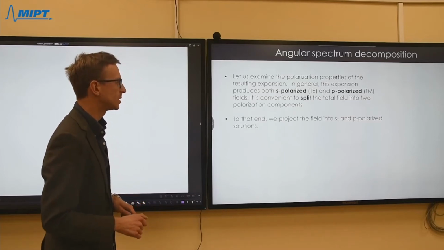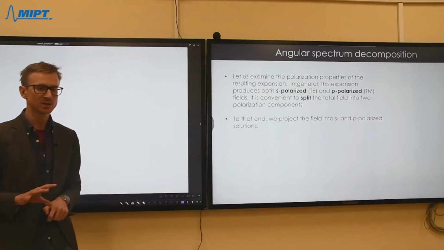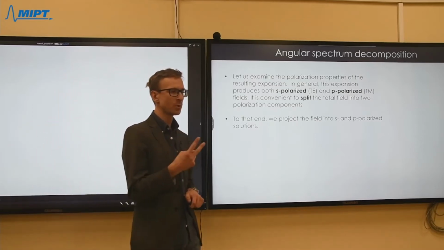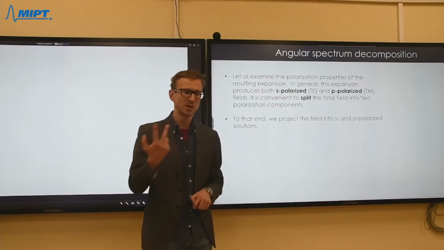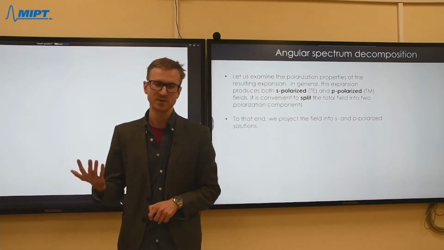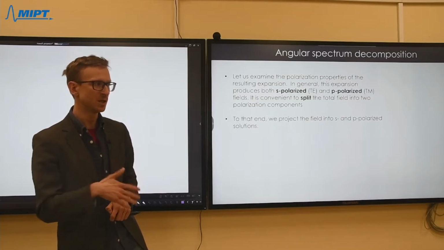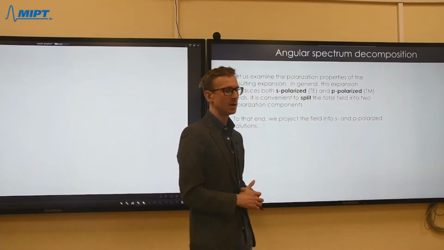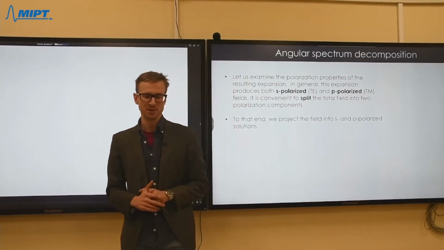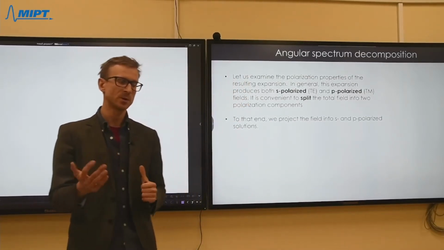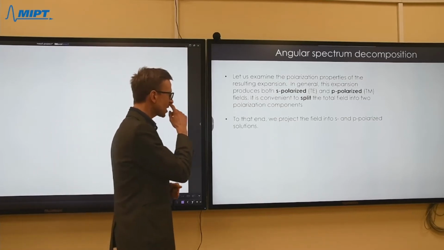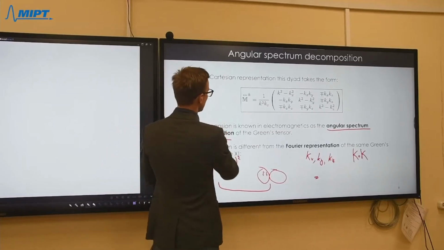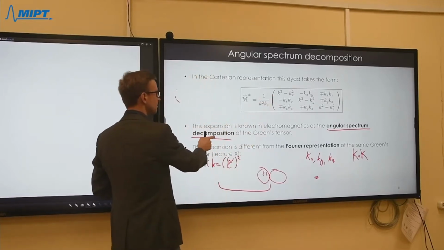And for the following, it will be very convenient to split this expansion into two parts, S-polarized and P-polarized, because plane waves, when they are incident on an interface, naturally split into two polarizations, TE and TM. And for the problem that we're going to deal with in the following, it will be necessary to split the fields into S and P polarized parts. So how are we going to do this? Well, we need to project our field into S and P polarized parts.